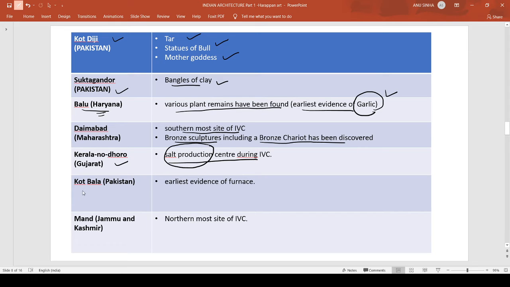Then coming to Kotwala, that is in Pakistan. Earliest evidence of furnace यहाँ पे मिला है हमें. Then Mand Indus, that is present in Jammu and Kashmir. यहाँ पे that is the northernmost site of the Indus Valley Civilization.